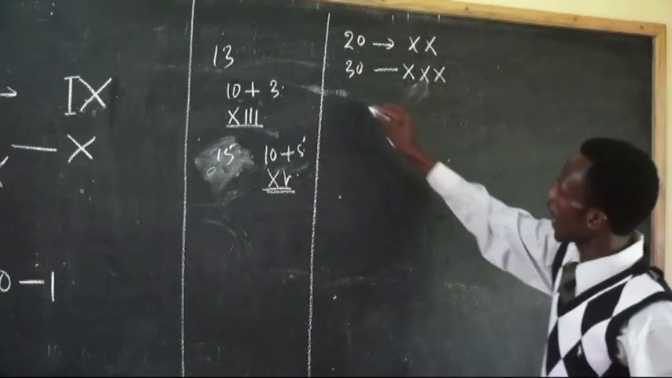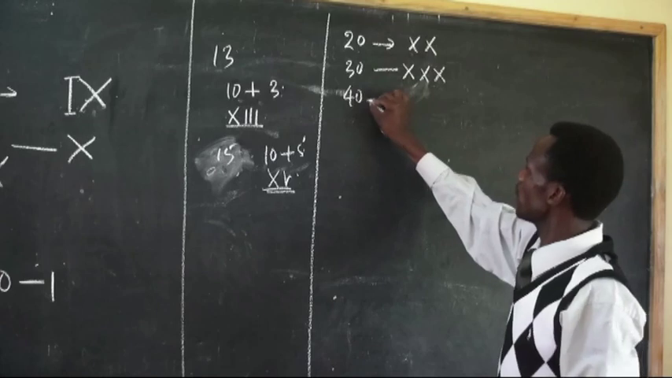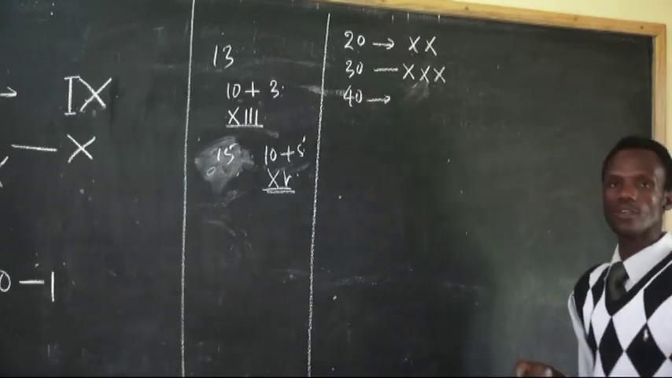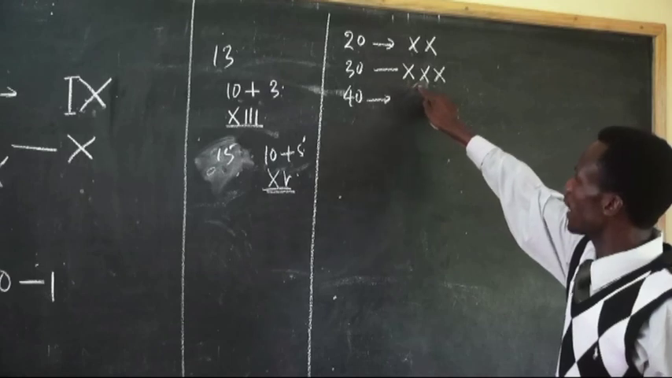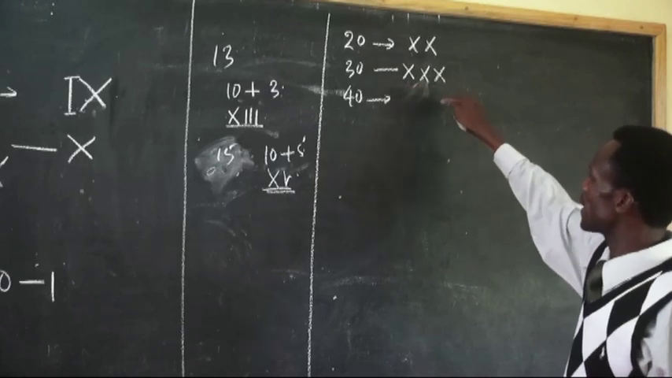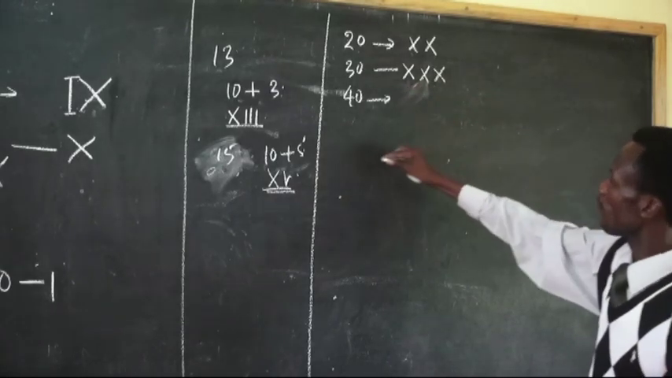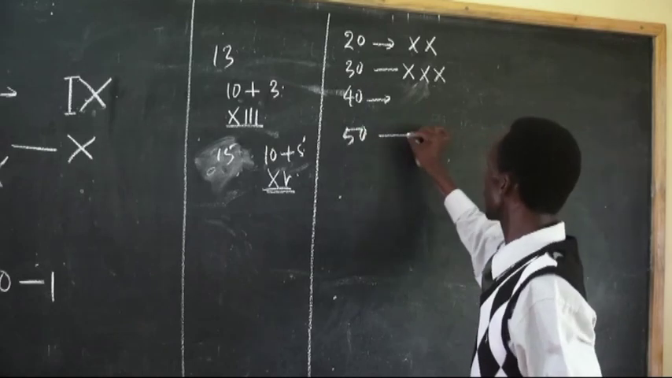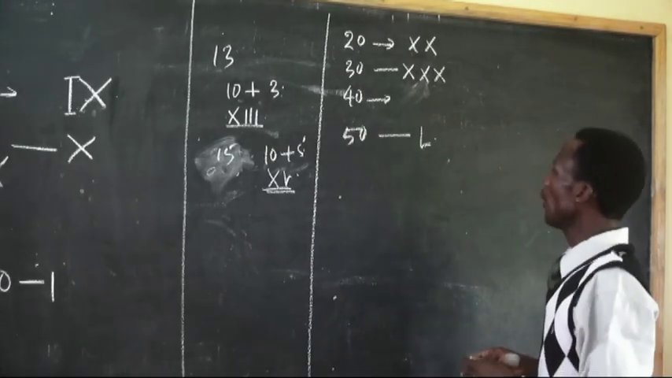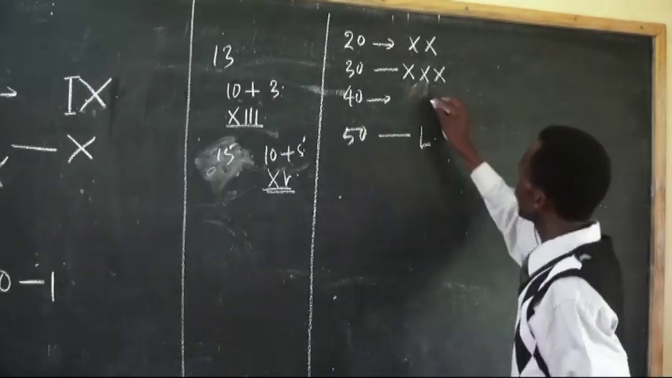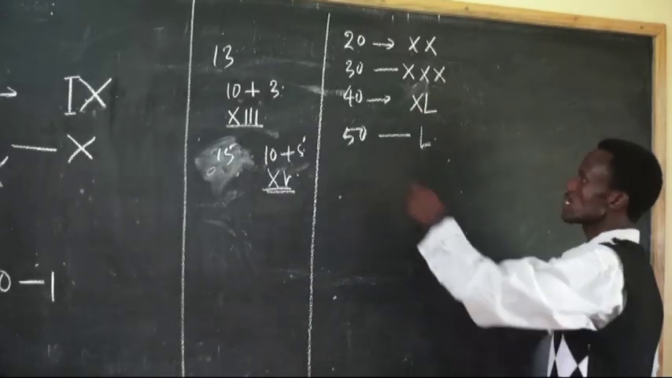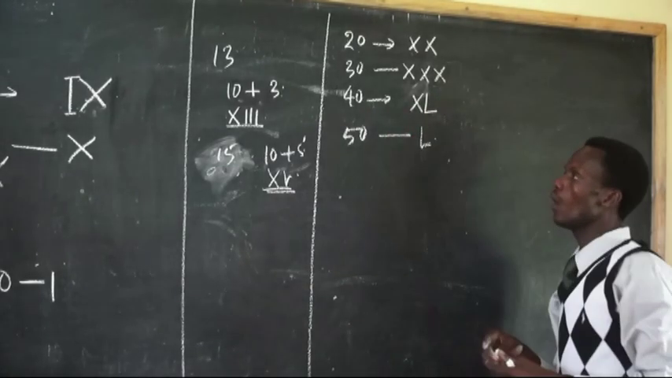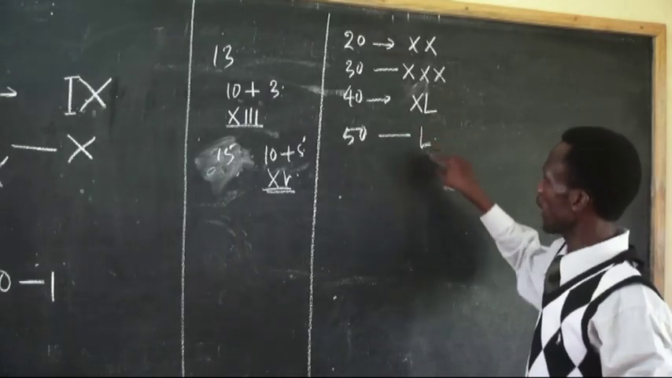Therefore, you have to know that 40, it is not allowed according to the principle of Roman numerals that you make a repetition of the same letter more than 3 times. So therefore, we have to write 50. 50 is represented as L. Now, if you want to write 40, you take 50 minus X. Now that is 40, XL.